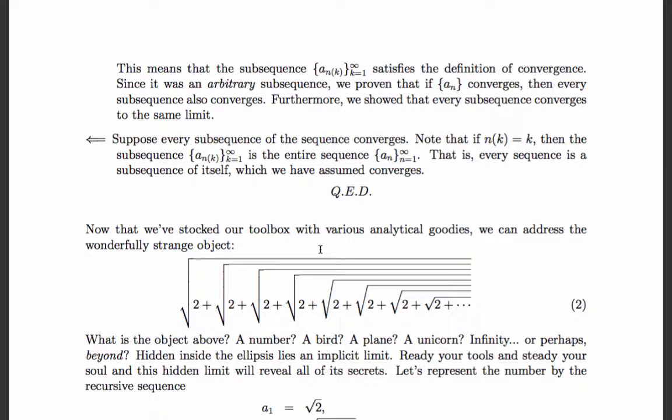Suppose now, to prove the other implication, that every subsequence of the sequence converges. Well, one way to sample a sequence is to just take every single entry. In other words, every sequence is in fact a subsequence of itself. And that subsequence converges because we assume that they all do. So if every subsequence converges, then the entire sequence must converge because it itself is a subsequence. So that direction was much simpler.